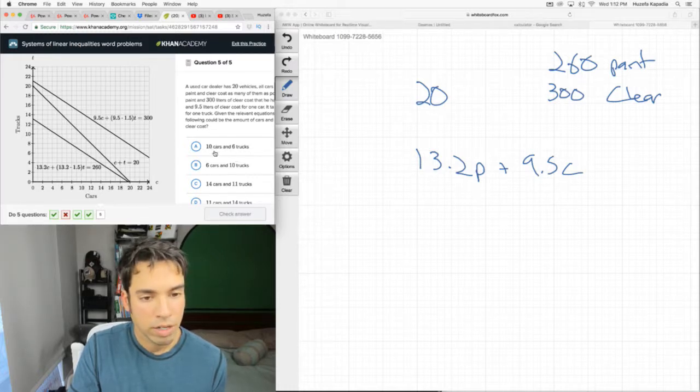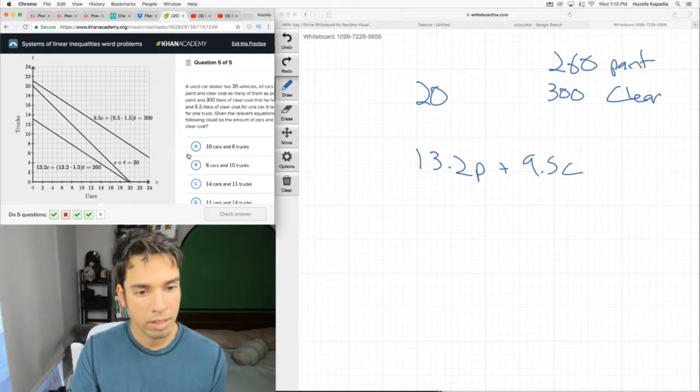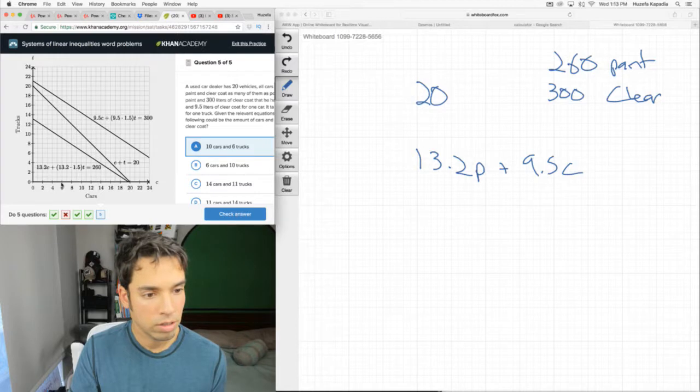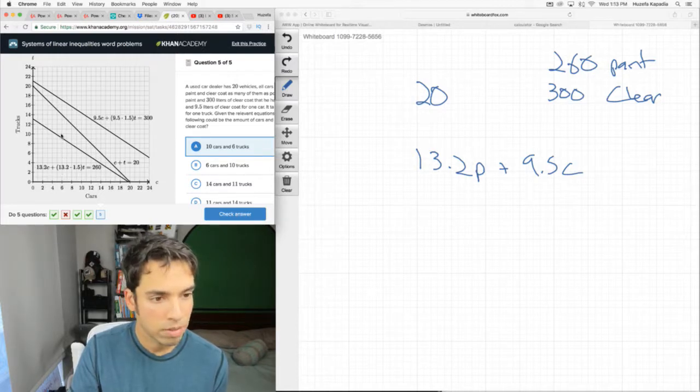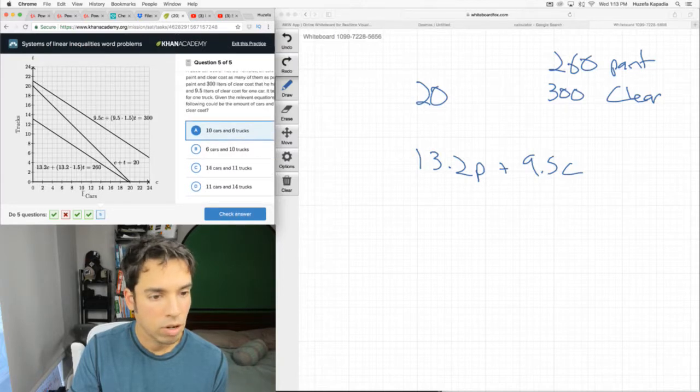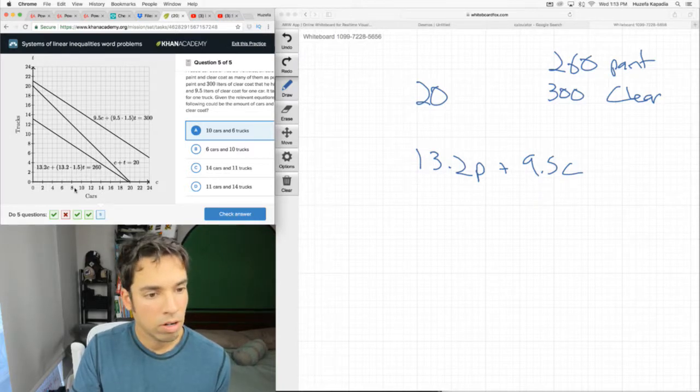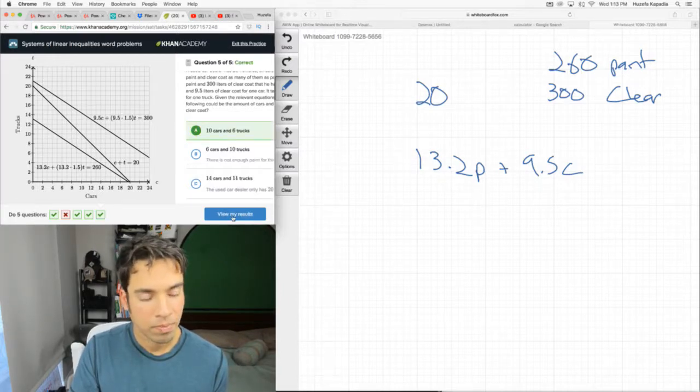So let's check these values out. 10 cars and 6 trucks. That actually works. We're under all 3 lines. We're good. Let's just look at the other ones. 6 cars and 10 trucks. We're just above it. That's out. 14 cars and 11 trucks. 14 cars, and we're definitely way up here somewhere. That's no good. 11 cars and 14 trucks is up here. So also no good. So you can see it's just that one. Okay.